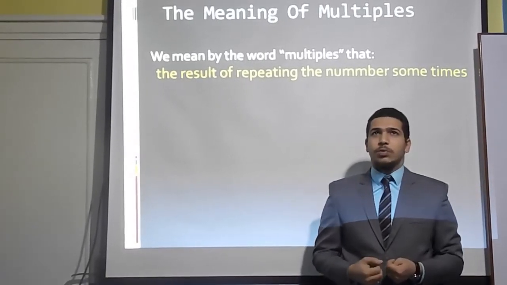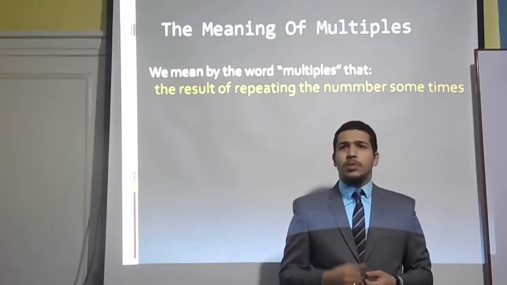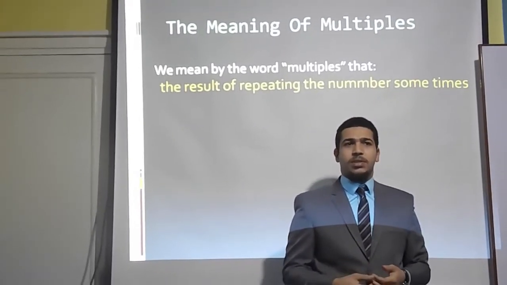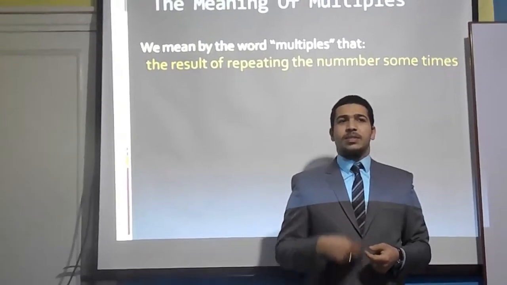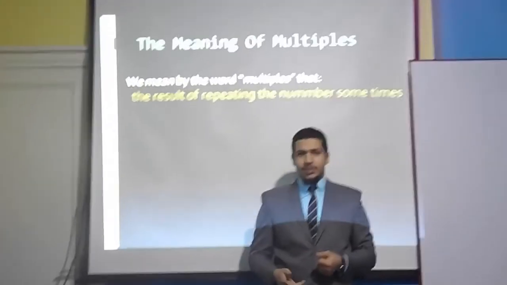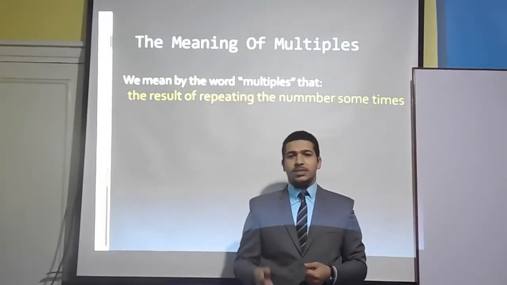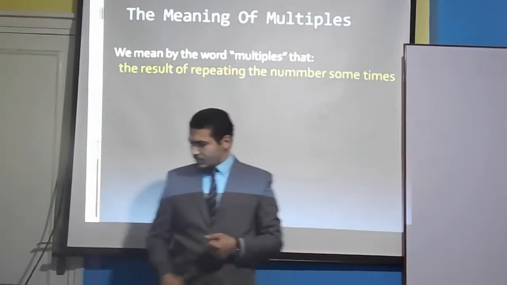And we can find the multiples of number 6. We can repeat number 6 only 1 time: 6 times 1 equals 6. And 6 repeated 2 times, 6 times 2 equals 12, and 6 repeated 3 times, 6 plus 6 plus 6, which equals 6 times 3 equals 18.